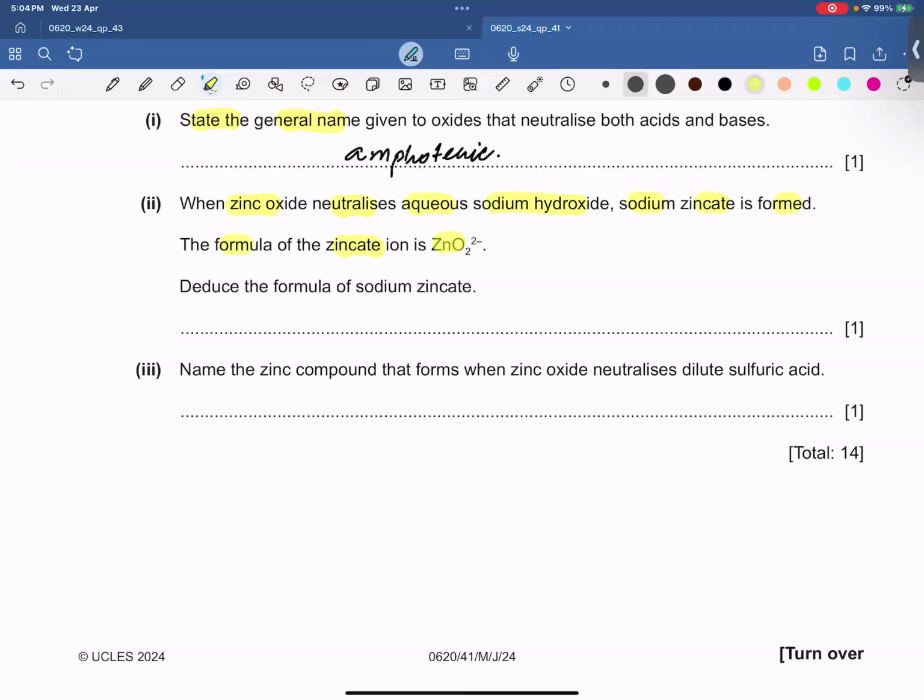The formula of zincate ion is ZnO2. So sodium has a charge of 1 plus. Zincate ion, ZnO2, has a charge of 2 minus. If charges are different, they will cross multiply with each other. So the formula is going to be Na2ZnO2.